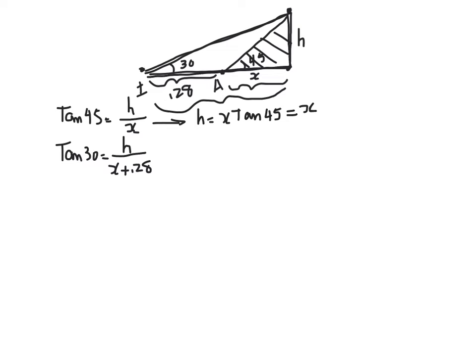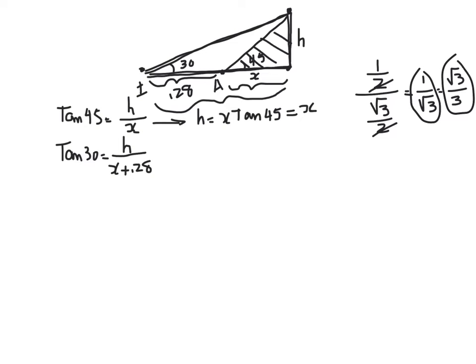Tan 30 is h over x plus 0.28. But tan 30 is sine 30 over cos 30. Sine 30 is 1 over 2. Cos 30 is square root of 3 over 2. If you cross out 2, you get tan 30 is 1 over square root of 3, which is square root of 3 over 3. You may wonder, how did I get 1 over square root of 3 equal to square root of 3 over 3?